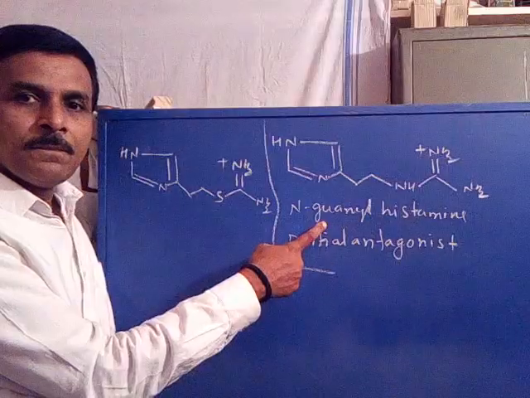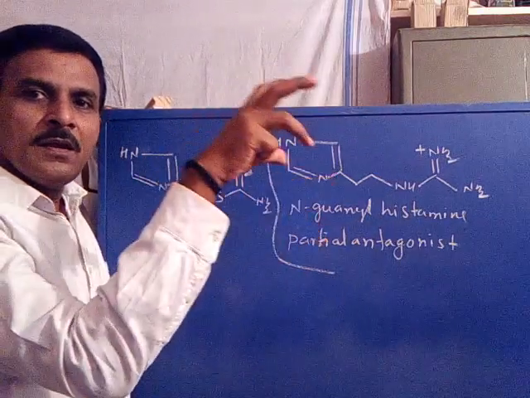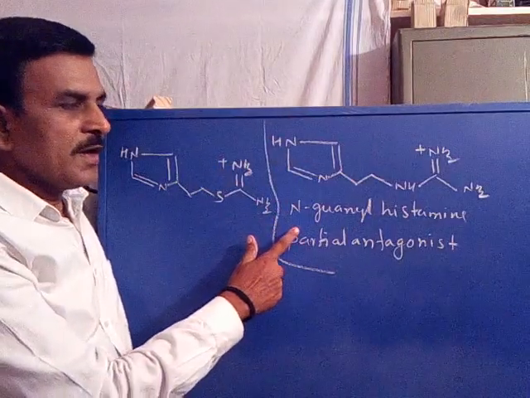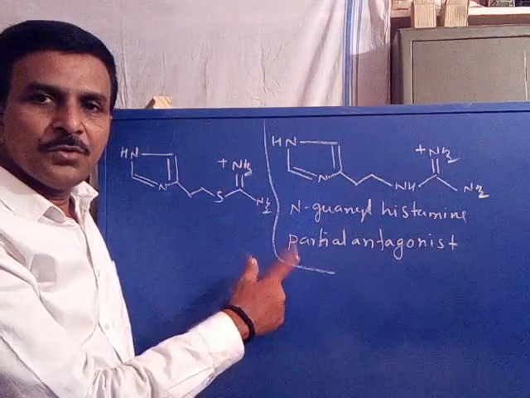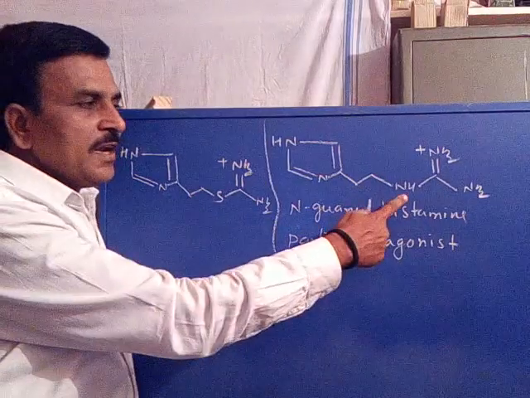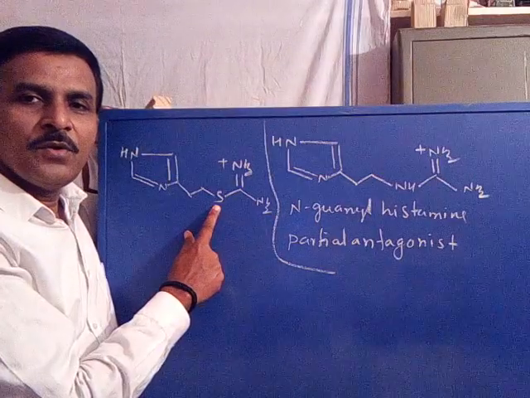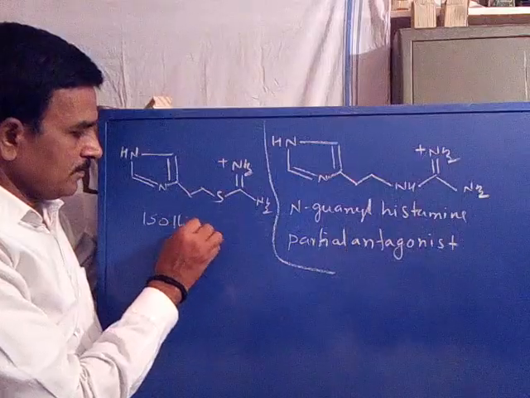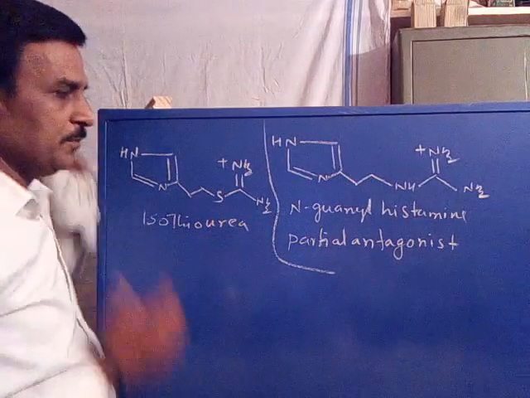N-guanyl histamine was obtained by introducing a guanidine moiety on the terminal nitrogen of histamine, where it acts as only a partial antagonist. It shows only partial antagonistic activity. Therefore, its NH group is replaced with sulfur to get the isothiourea derivative.